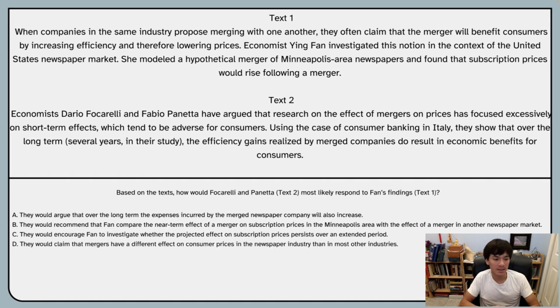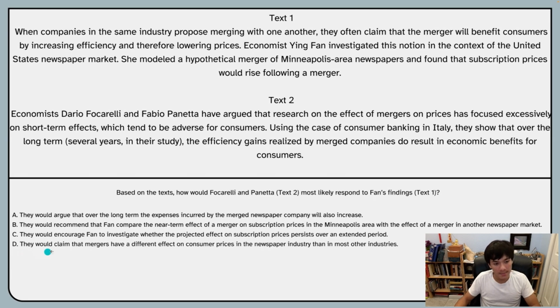Let's look at C. C says they would encourage FON to investigate whether the projected effect on subscription prices persists over an extended period. This is a very good choice because it says that the authors of Text 2 would encourage FON to investigate whether prices persist over an extended period. They're arguing about the long term in Text 2. So this seems like a very reasonable choice. Let's check D to see what it has to say.